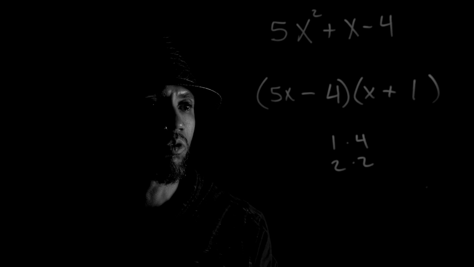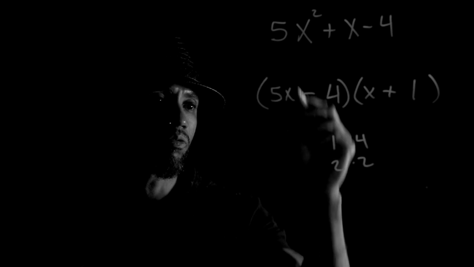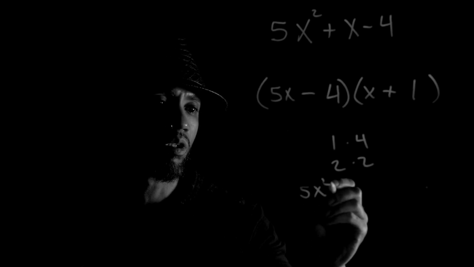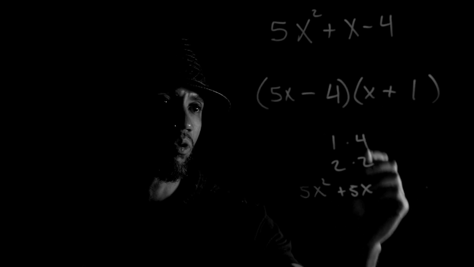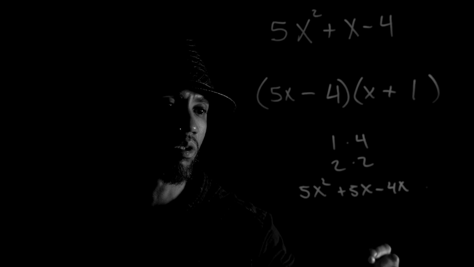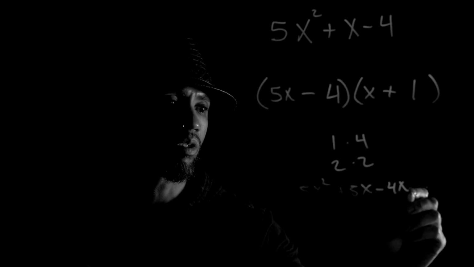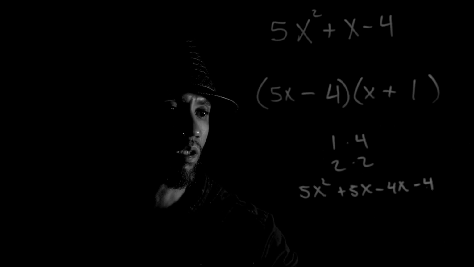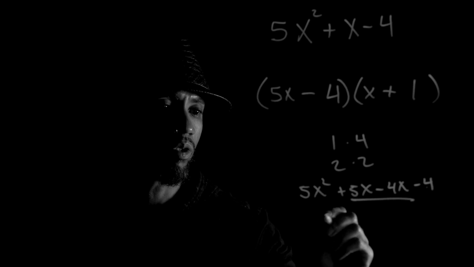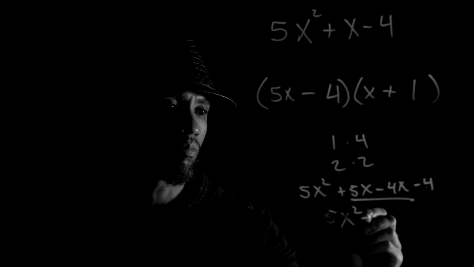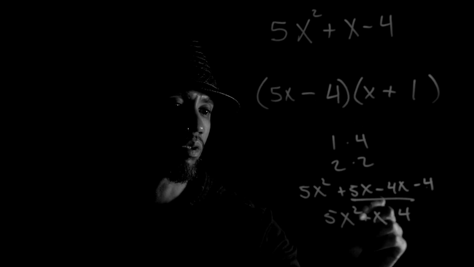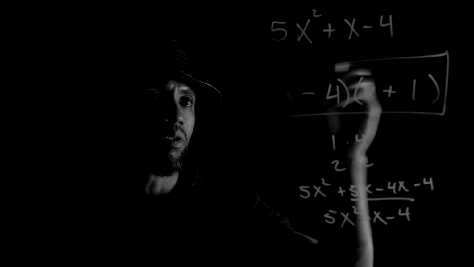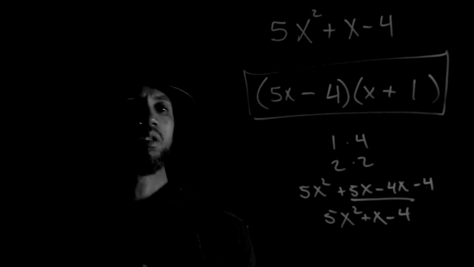All right, let's make sure that everything was working out though. 5x times x is 5x squared. 5x times 1 is 5x. Negative 4 times x is negative 4x. And then negative 4 times 1 is negative 4. Now that combines and we get 5x squared plus x minus 4. Bingo. Okay, that's that.